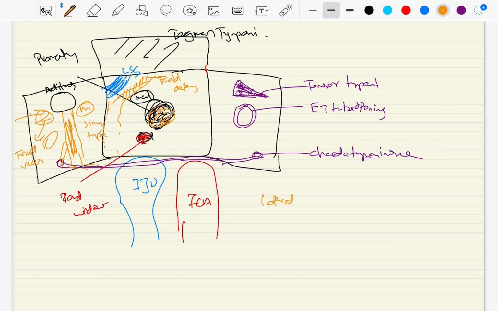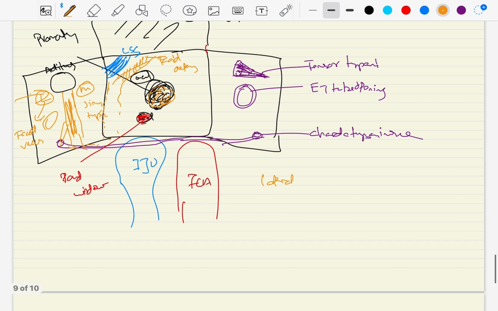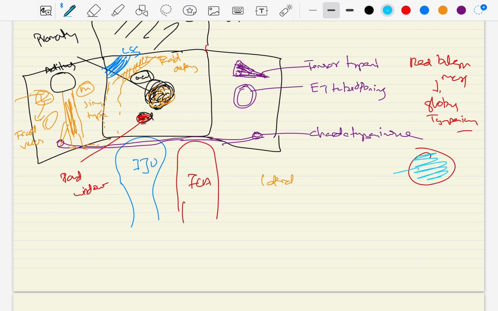Then next we are going to see about the tympanic membrane. Different appearances are there. If there is a red bulging mass, it is a glomus tympanicum. Okay. If the tympanic membrane appears bulging, okay, it is glue ear or acute otitis media.